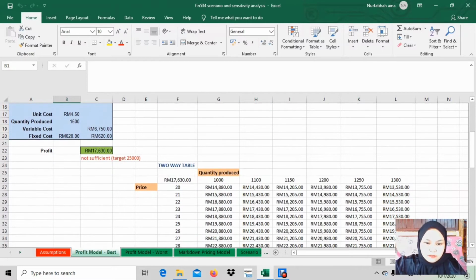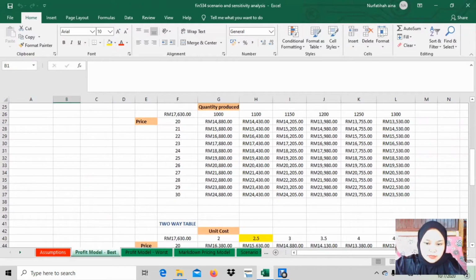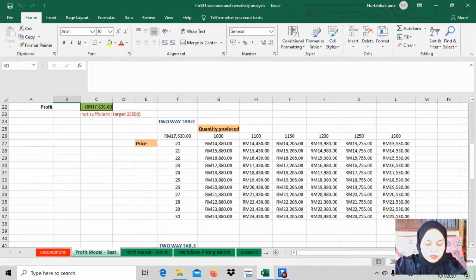So I proceed with the second way, which is the two-way table. In the two-way table, I do 3 tests to get the best and sufficient amount of profit. First, I change the price from RM 20 to RM 30, and I change the quantity produced to 1,000, 1,100, 1,150, 1,200, 1,250, and lastly 1,300. But it is still not sufficient for me to get the profit of RM 25,000.